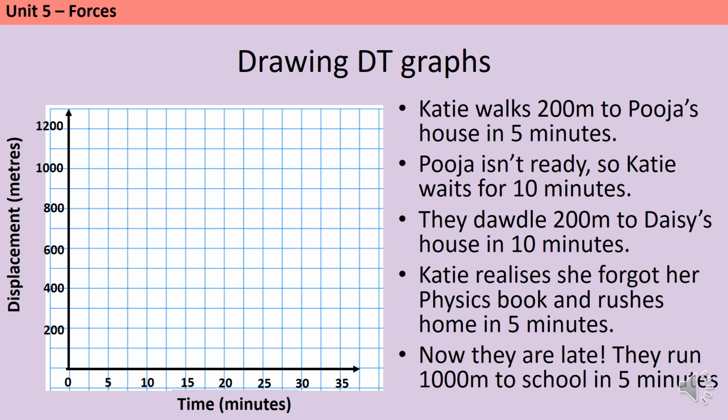I'm starting off from 0 minutes and 0 displacement. In the first section, Katie walks 200 metres to Pooja's house in 5 minutes. This is quite easy for me to plot because I'm just going to put a little cross at 200 and at 5 minutes and then join it up with a line.